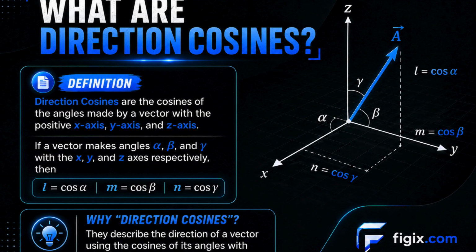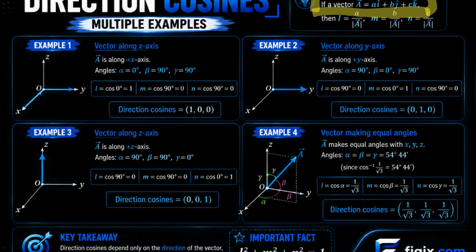If a vector A is written as A equals a i cap plus b j cap plus c k cap, then the direction cosine along the x-axis is a divided by modulus of A. The direction cosine along the y-axis is b divided by modulus of A, and the direction cosine along the z-axis is c divided by modulus of A. Here, modulus of A means the magnitude or length of the vector A. This shows that direction cosines depend only on the direction of the vector and not on its magnitude.